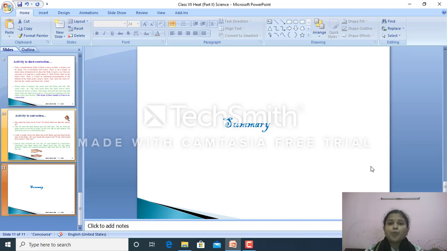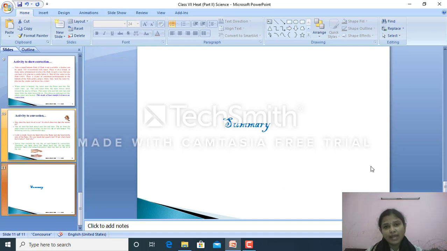Next is convection, that means how heat is transferred in liquids as well as in gases. Very simple activity. In a round bottom flask, we keep water and a potassium permanganate crystal, which gives a purple color, and then we heat it. You will observe that the water just above the candle flame gets heated and moves up. Then water from the side comes, again gets heated, moves up. And then the whole of the water in the flask gets heated up. This is how the water gets heated up.